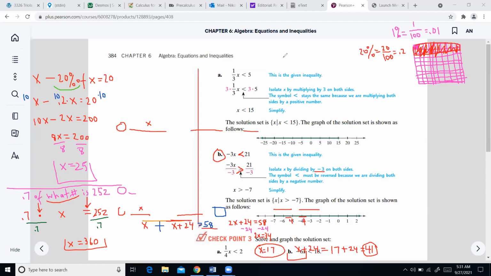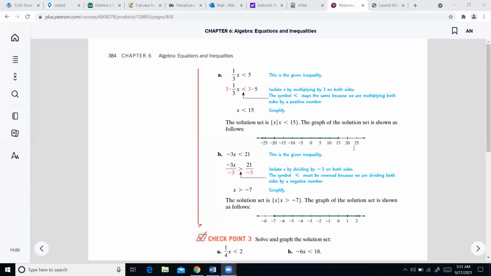So let me clear all this real quick and get back to this page. The other part of the story when you solve your inequalities is that you can graph your solutions. It turns out that for the solutions of the inequality x is less than 15, you actually have infinitely many answers. And they're all shown here on this number line.